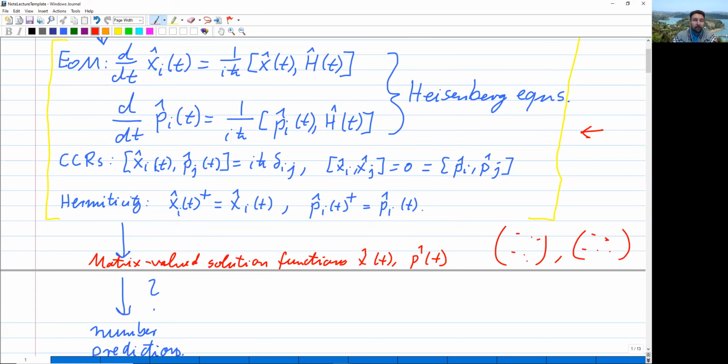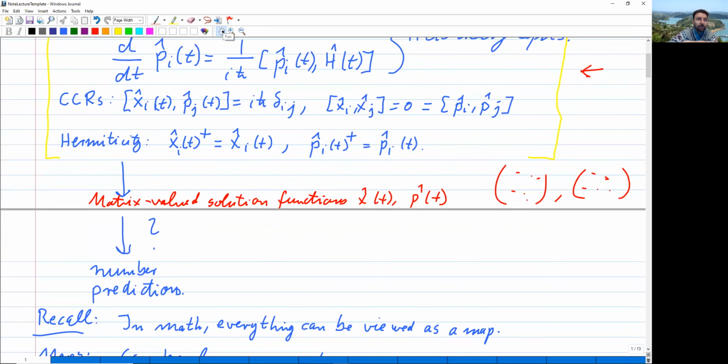What remains to be done is, of course, that we continue climbing down the hierarchy of abstractions so that we, at the bottom level, arrive at number-valued predictions. This is what we will need next. We will need to find out what is going on here. How do we do this? How do we climb down from matrix-valued solution functions to number predictions so that we can tell the experimenter, I think you're going to get this momentum or that position and so on. So this is what we're going to do next.